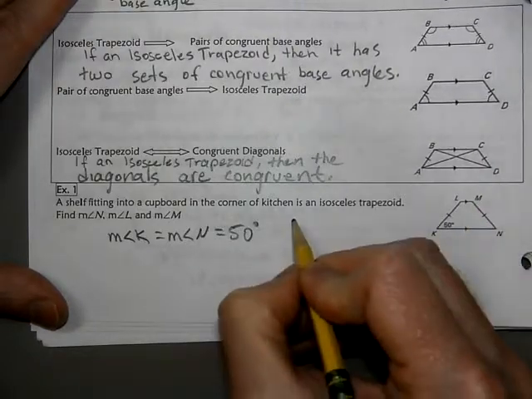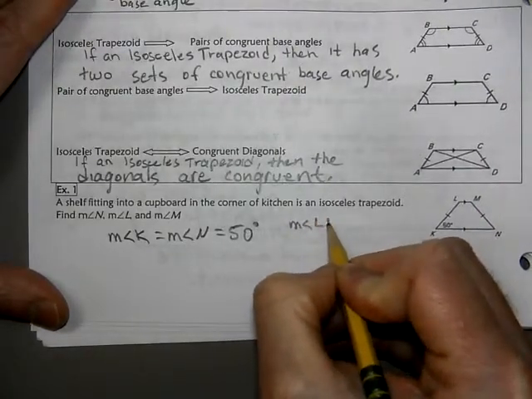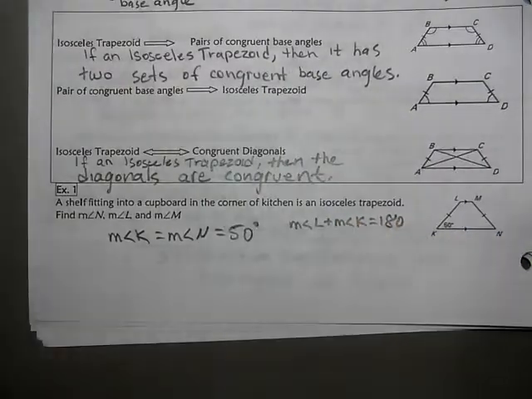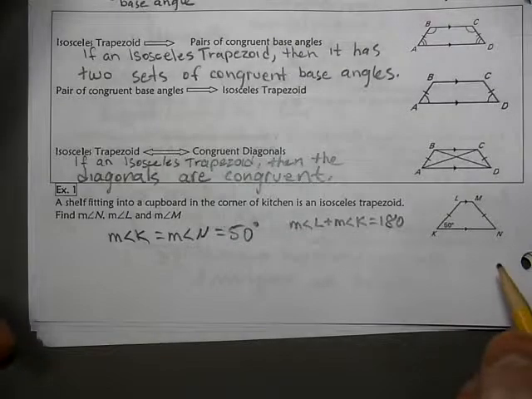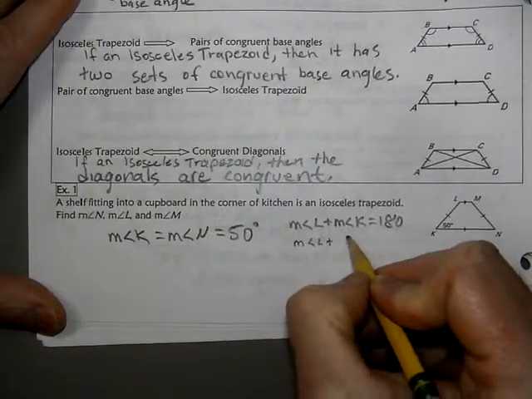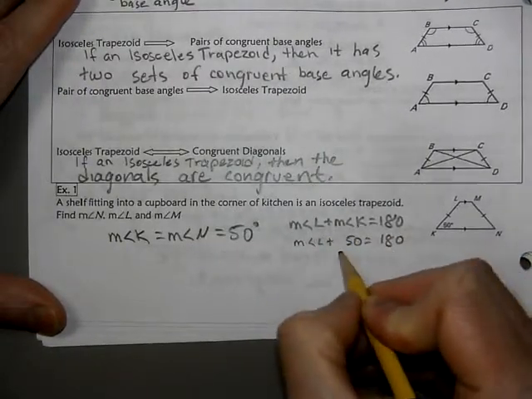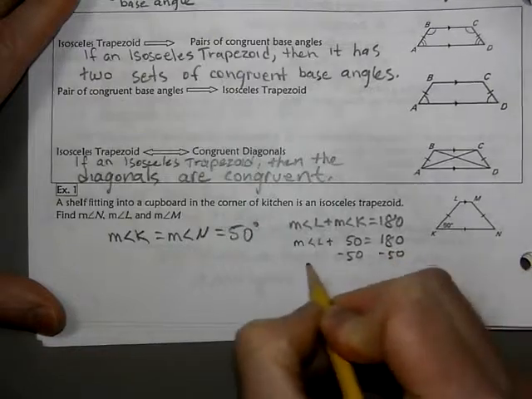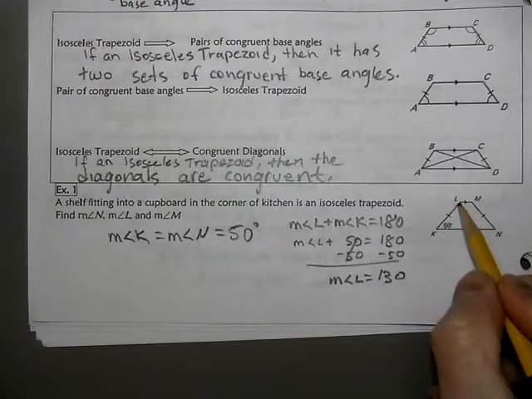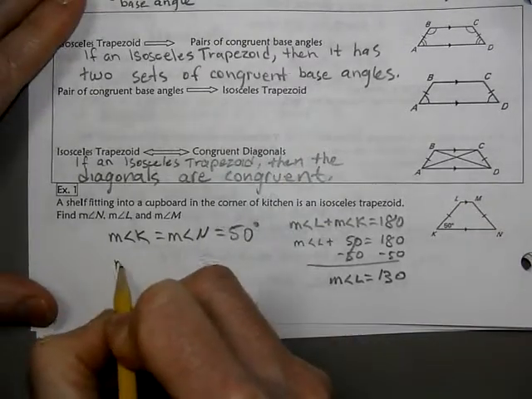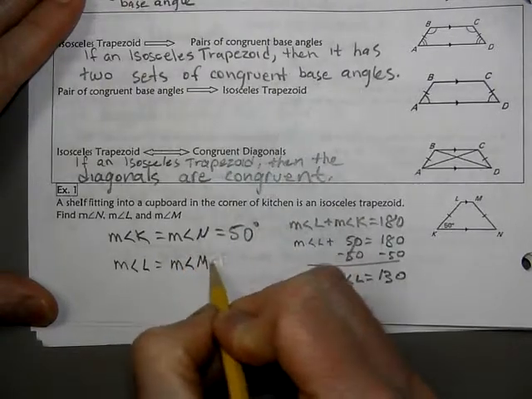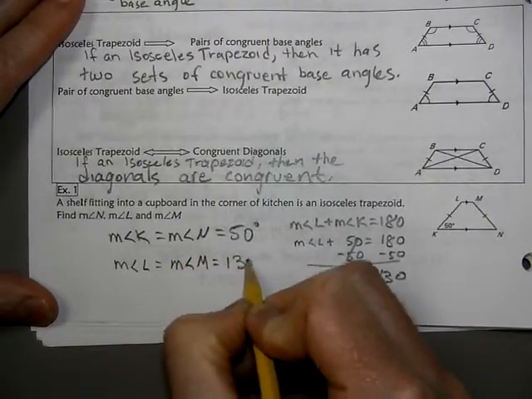Since we have two parallel lines, we know that the measurement of angle L plus the measurement of angle K have to be supplementary. They're called consecutive interior angles. They add up to 180. Since K is 50 degrees, I can subtract the 50 from both sides to show that both of L and M are going to be the same measurement because it's an isosceles trapezoid, but they're both going to be 30 degrees.